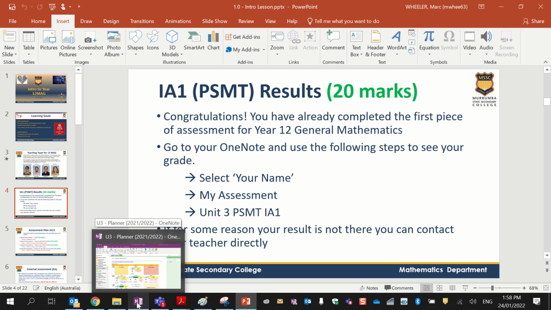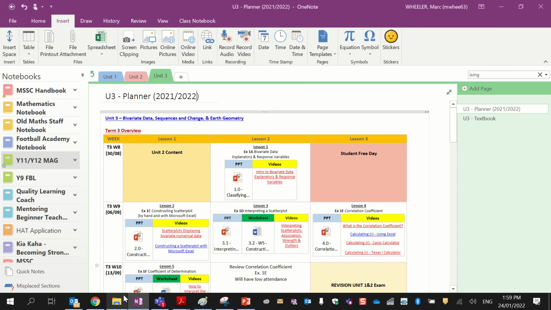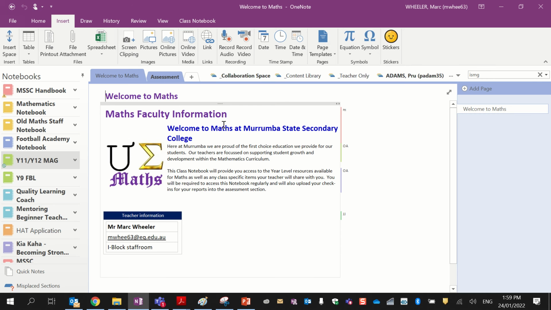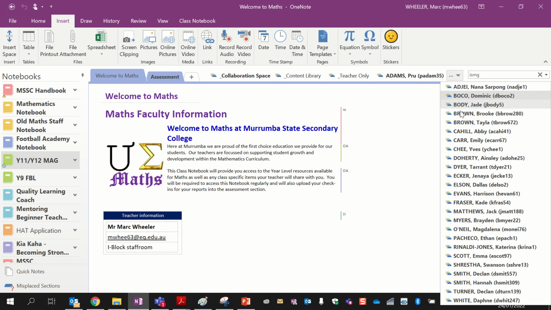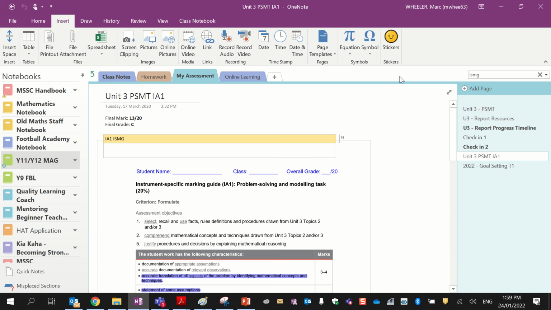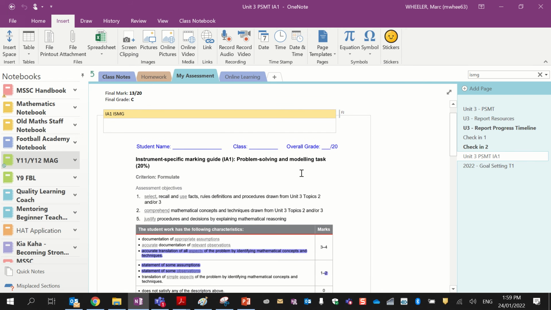The grade for this student is a fake one, so this is not the student's real grade. If I open up the OneNote, what I need to do is go back, and as you hopefully know, you've got your names that you can choose from. I've got all the students in my class. I'm just going to select Pro, because I put a fake one here before. Go into your My Assessment tab across the top, and then click on Unit 3 PSMT IA1. Here it goes through.